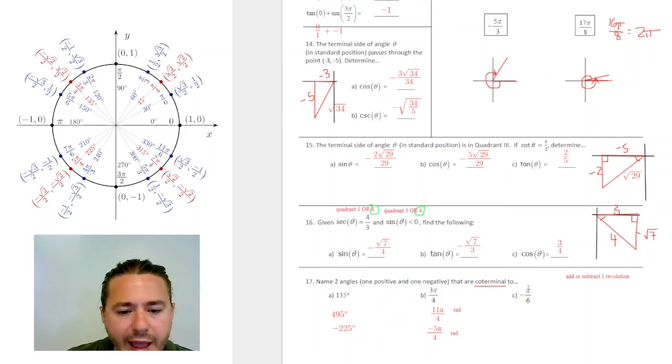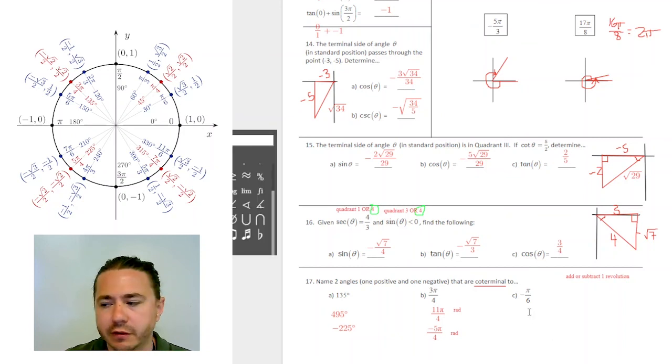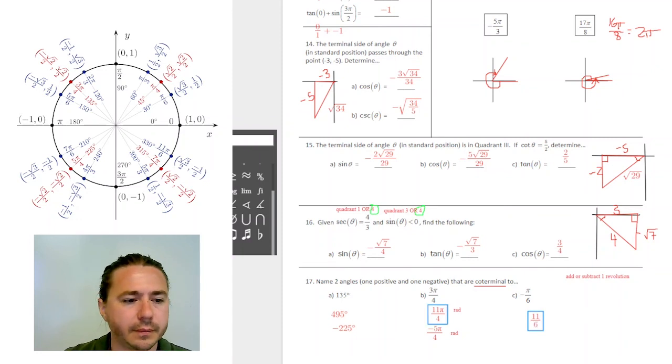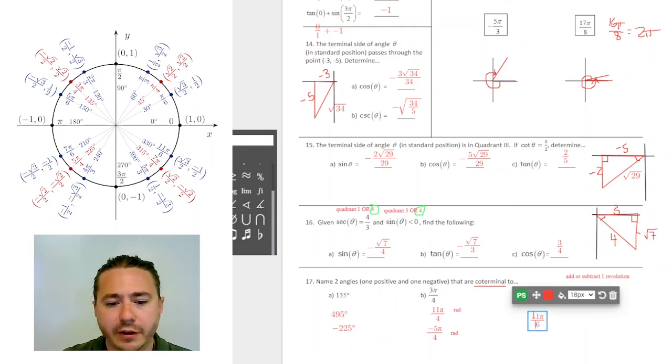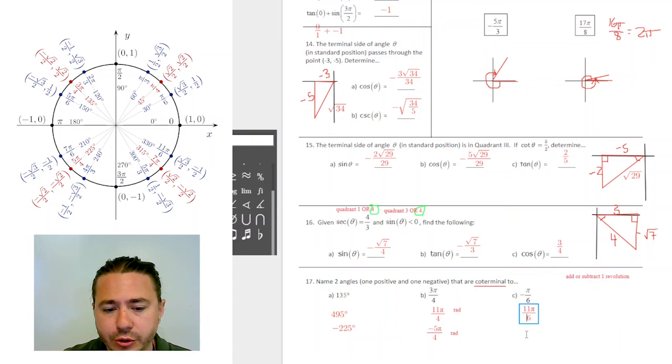And then for negative pi over 6, if I add 2 pi, that would be like adding 12 pi over 6. So negative 1 pi over 6 plus 12 pi over 6 would be 11 pi over 6. Now if I did negative 1 pi over 6 minus 2 pi, or minus 12 pi over 6, that would give me negative 13 pi over 6.